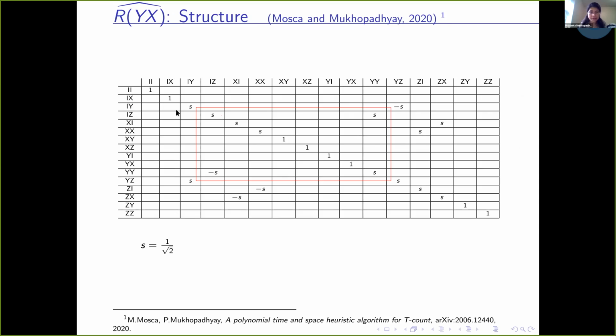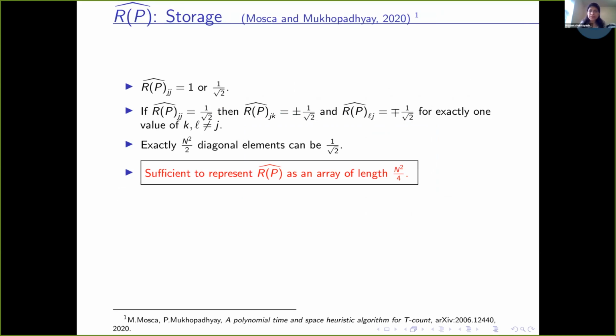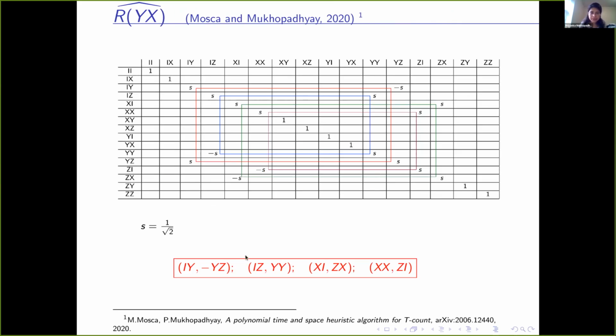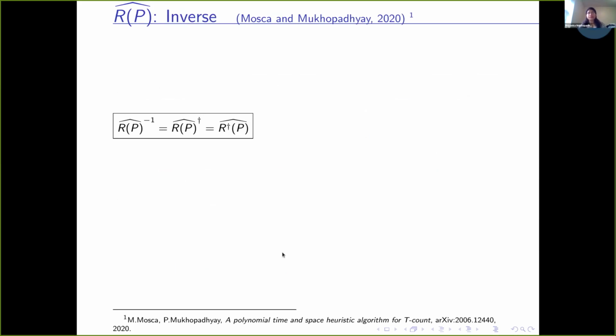We can distinguish these patterns. For example, in this red square, if this diagonal element is 1 by root 2, there is one other element in the row which is minus 1 by root 2, and in the corresponding column which is 1 by root 2, and obviously the other corner of the square will be 1 by root 2. So we can have 4 such squares in this matrix, and thus we can represent this matrix by an array of length n square by 4. We just need to store the pairs of the form j plus minus k, which implies that the jth diagonal element is 1 by root 2 and the jk entry is plus minus 1 by root 2. We do not need to store k minus plus j because it will be automatically implied. For example, this whole matrix can be represented by this array of size 4. Each of these entries is a pair.